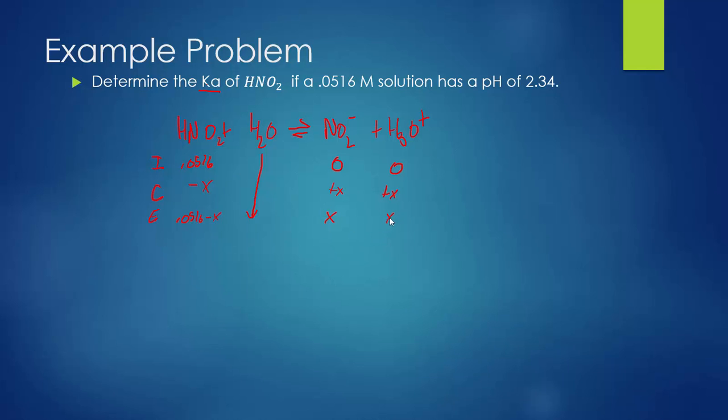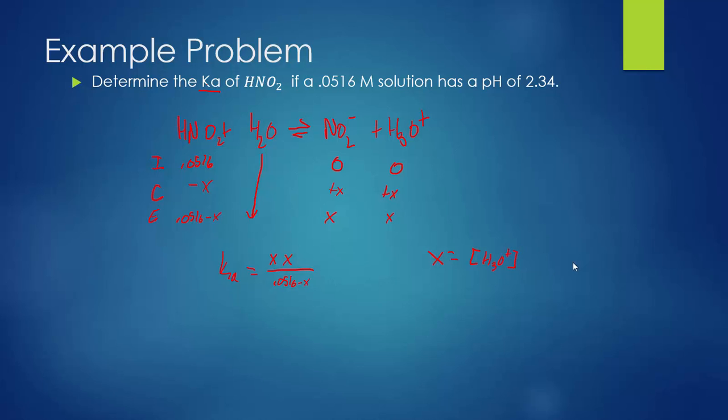Okay, so it looks like we might be out of luck and we can't actually find Ka. We do know that Ka is equal to the concentration of H3O+, that is x, times the concentration of NO2-, that is x, divided by the concentration of HNO2 at equilibrium, so 0.0516 minus x. So we need to know x in order to solve this. Well, remember, x is equal to the concentration of H3O+.